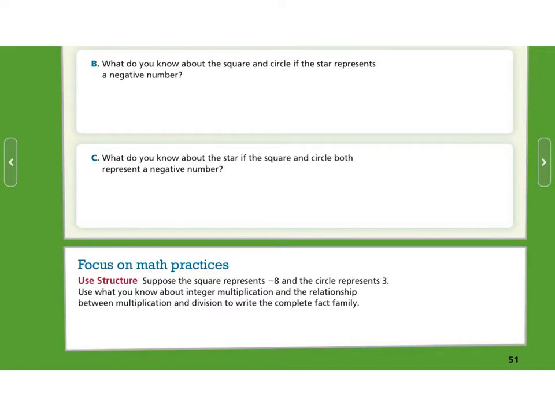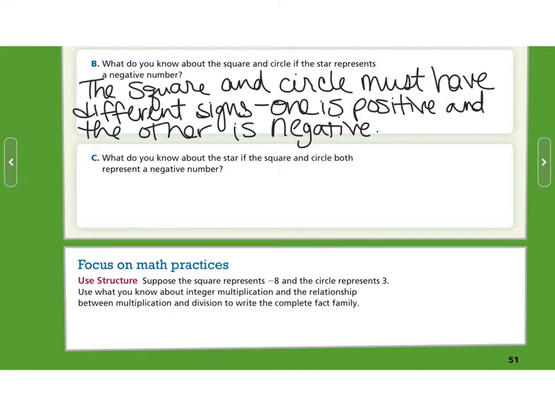Part B. What do you know about the square and circle if the star represents a negative number? Pause the video, try this one, and come back. Check your answers for Part A and let that help you with Part B. In order for the star to be a negative number, the square and the circle must have different signs. One of them must be a positive integer and the other one must be a negative integer. Now take a look at Part C.